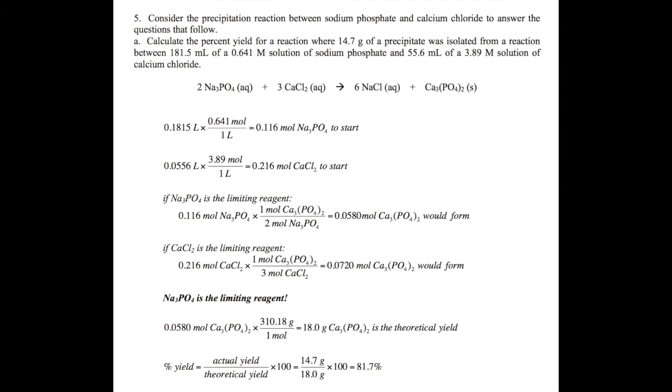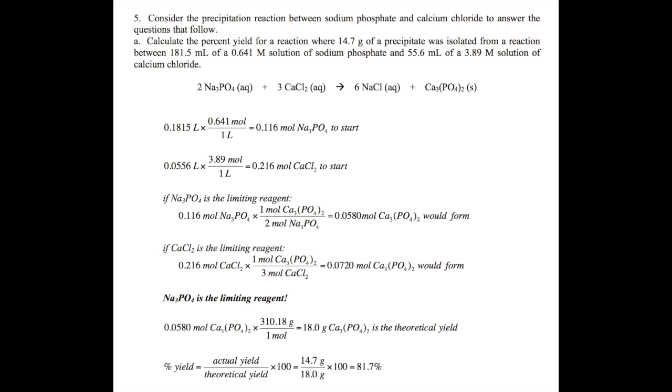Previously, I asked you to complete question 5A on your own. This is looking at two solutions in a precipitation reaction. And in the question, one of the things that you had to determine was the identity of the precipitate. So in the reaction, we had 2 moles of sodium phosphate that reacted with 3 moles of calcium chloride to form 6 moles of sodium chloride and 1 mole of calcium phosphate, which is our precipitate in this reaction.